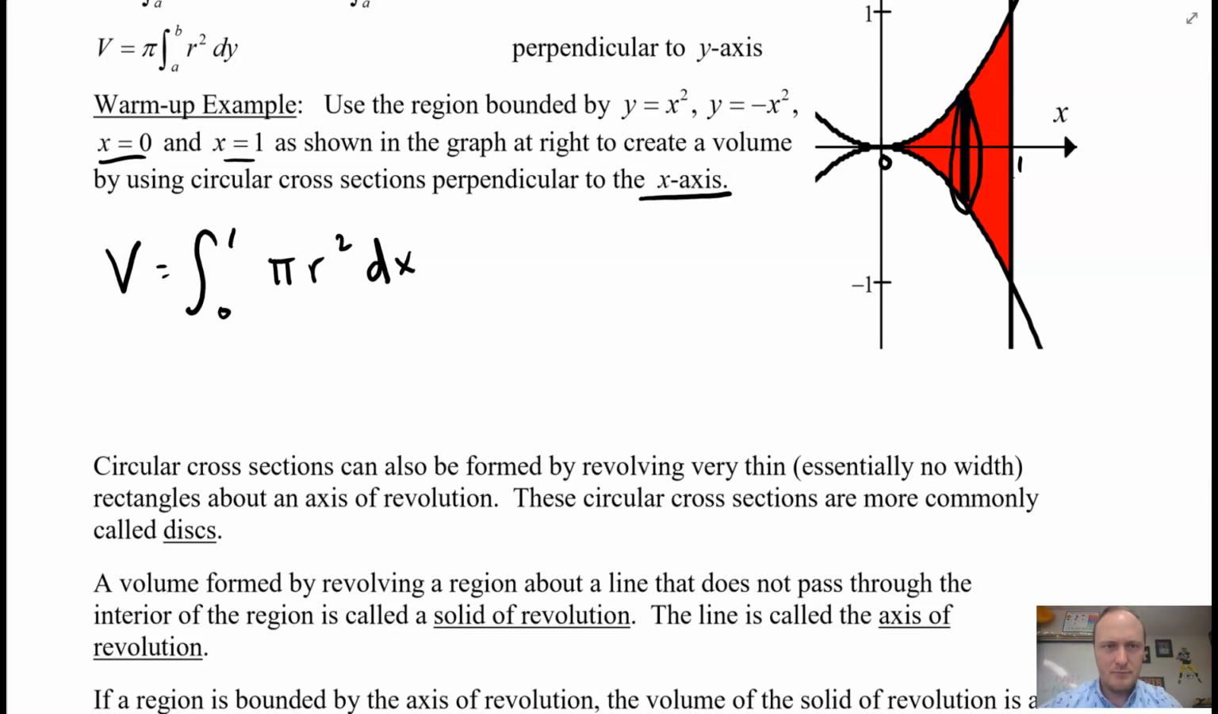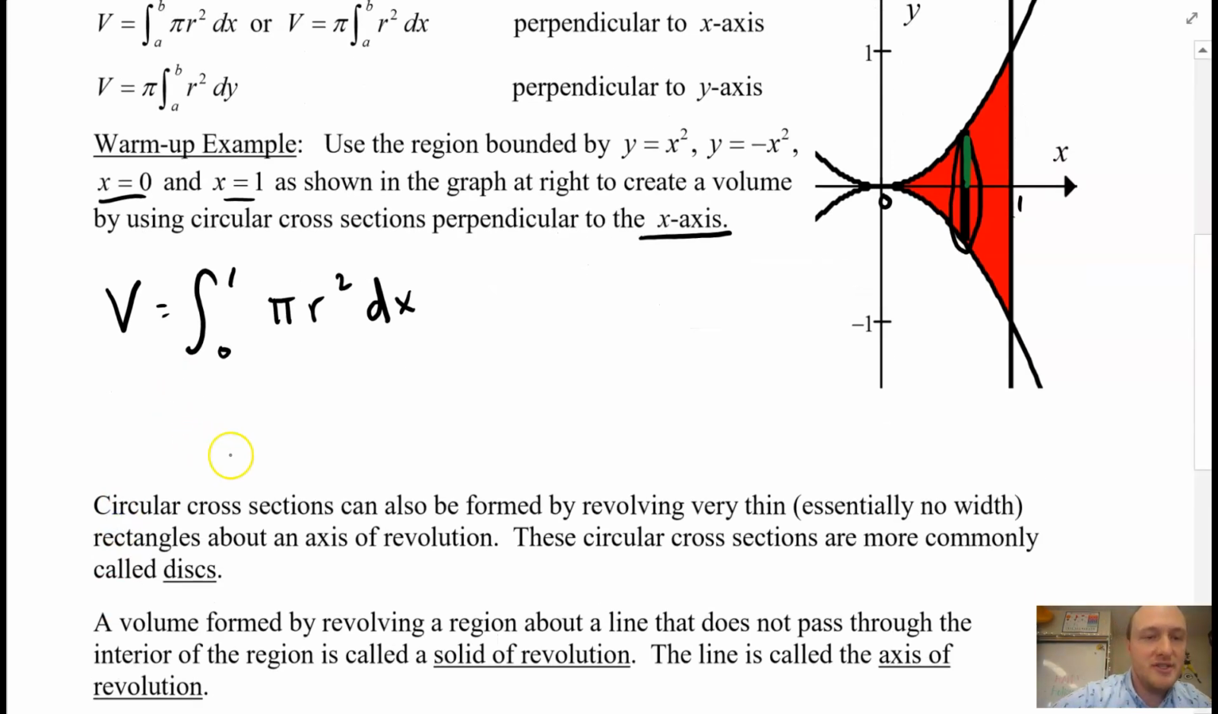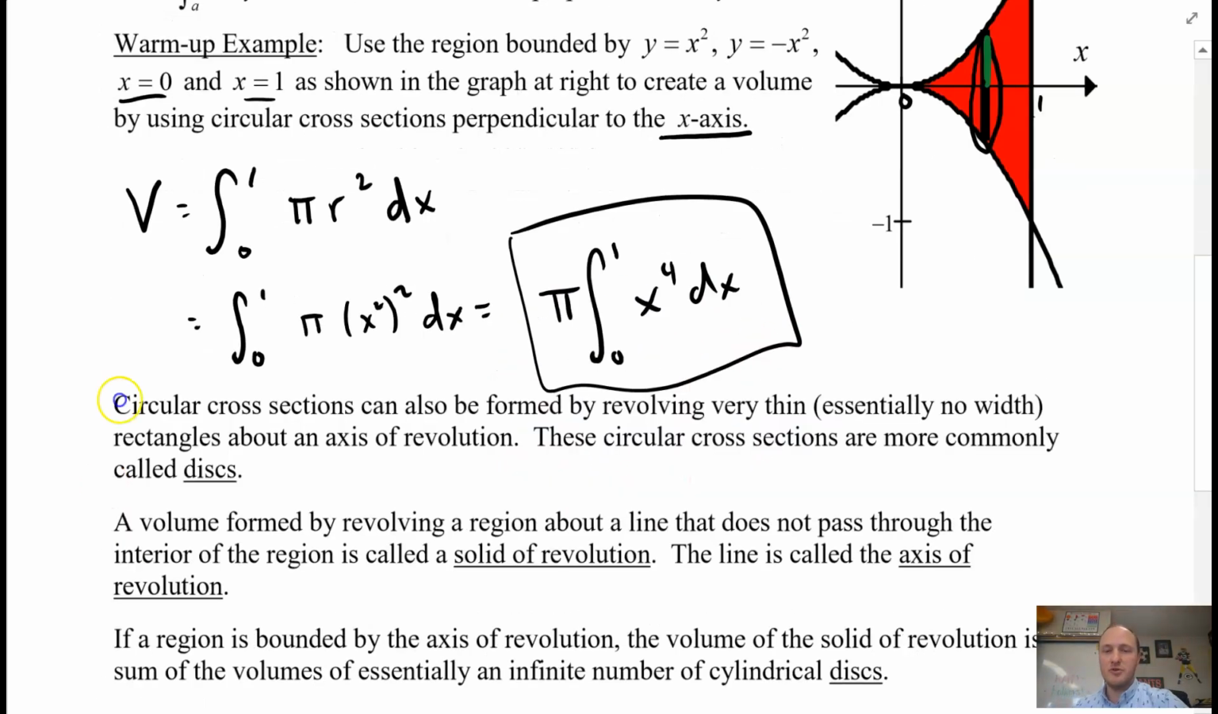From the x-axis up here, that distance would just be y equals x squared. So I can go ahead and adjust this. This is going to be the integral from 0 to 1 of pi times x squared, quantity squared, dx. And especially when we start calculating, you might want to pull out the constants. So you would have this. All right, so this is similar to what we're doing today.